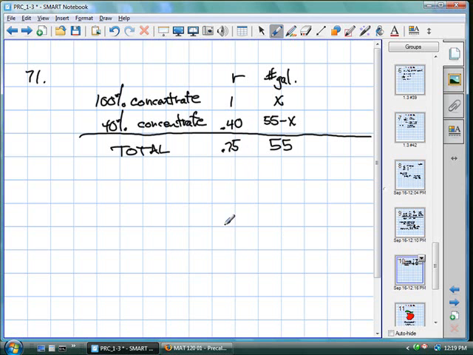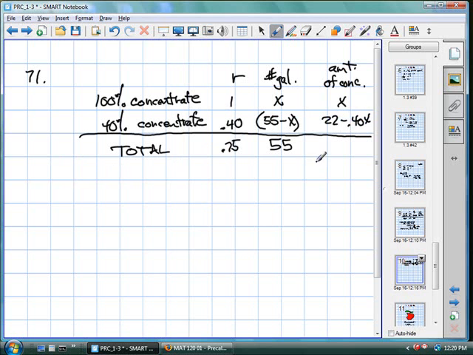Okay, so if I take the rate times the number of gallons, I should get the amount. They never told us what it is, so I'm just going to say amount of concentrate. Okay, well, 1 times X is X, and then I have to take 0.40 times the quantity, 55 minus X. And what is that, 22? Somebody check that for me. Is that right? It is. Thank you. So 22 minus 0.40x.